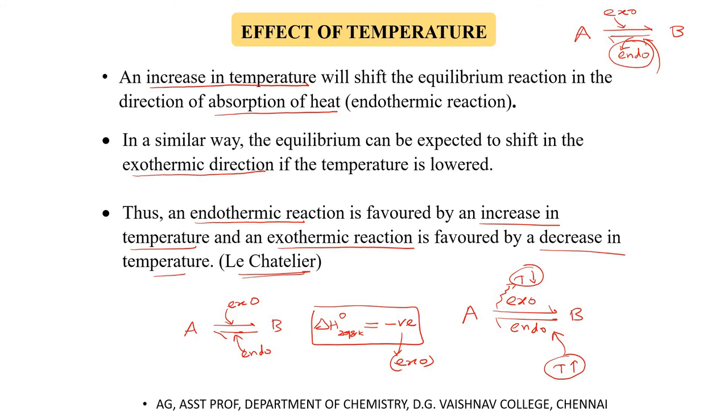Okay, similarly, suppose you have an equilibrium reaction where delta H is positive. Then delta H positive means endothermic reaction. In which side is it endo? Yes, forward reaction is endo. So this delta H of the equilibrium reaction will directly give information about the forward reaction. Okay, so in this case, forward reaction is endo and backward reaction is exo.